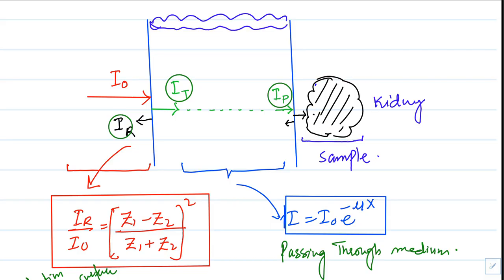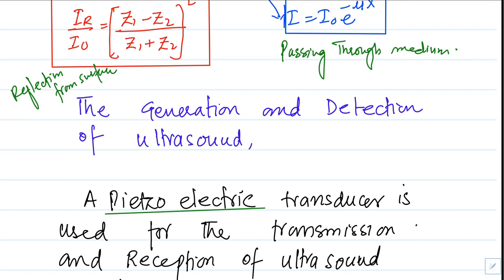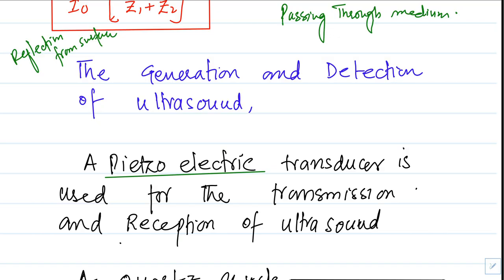And this is a sample. Let's say I have named it kidney. So whatever reaches the kidney has undergone the process of reflection and transmission here, then attenuation here, and then reflection and transmission here. Okay, you got that point?